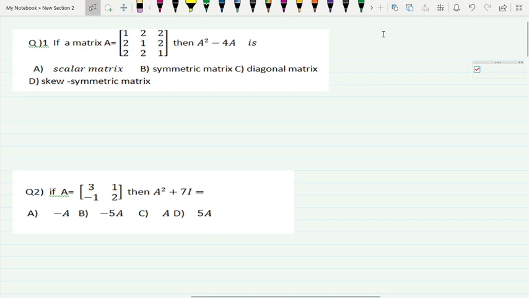Hello dear students, in this video we are going to see some selected questions, selected MCQs. So let's solve this first MCQ, that is on matrix. A matrix is given here. Here we have to check what type of matrix A square minus 4A is. So first of all, we will find this A square matrix, that is A into A matrix.